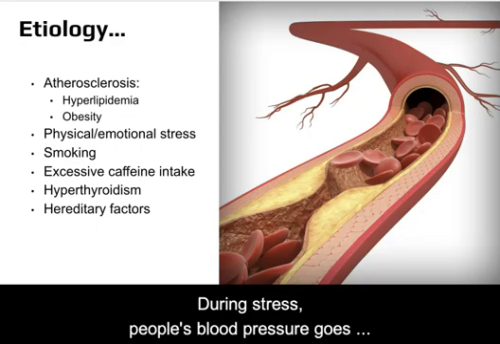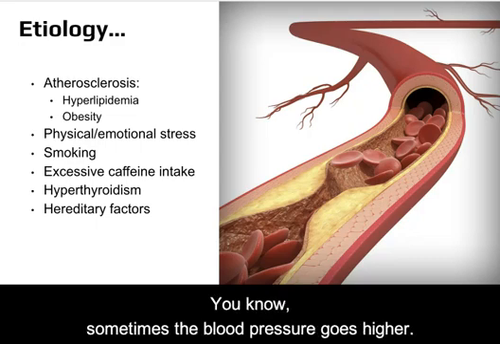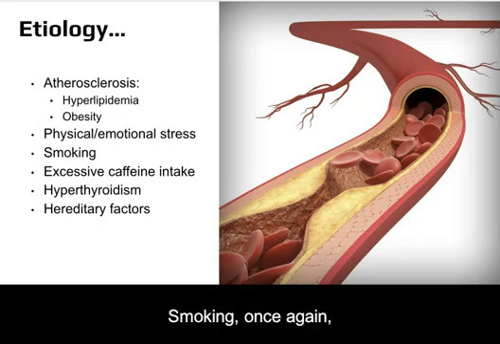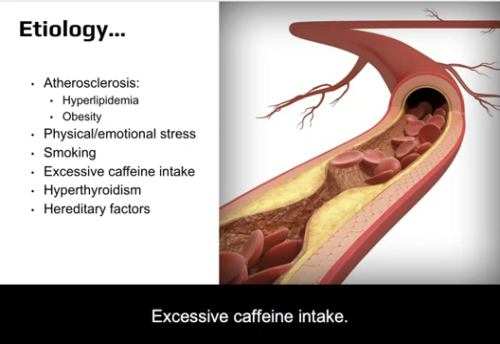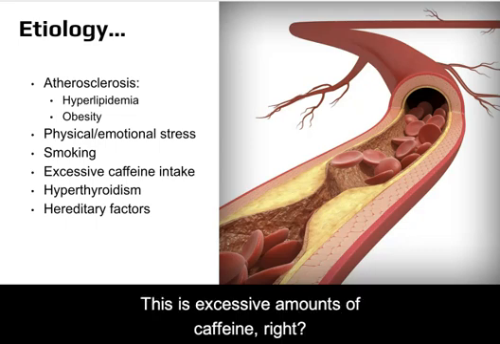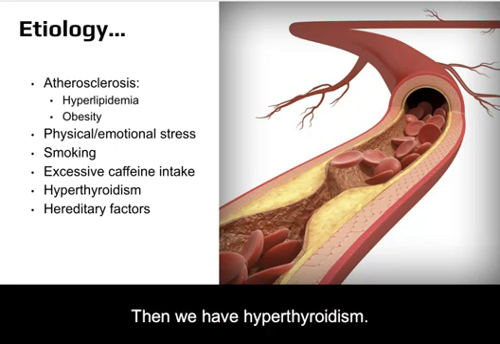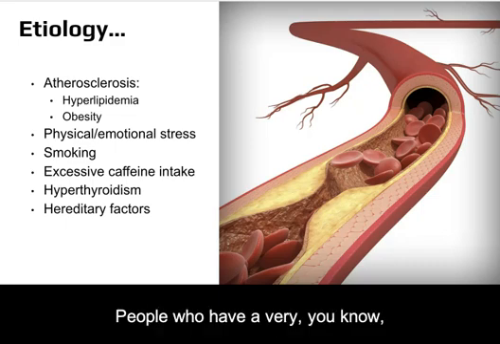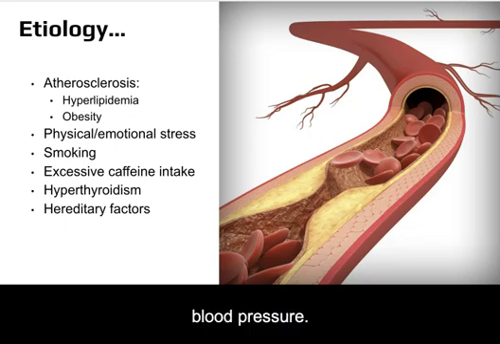During stress, people's blood pressure goes higher. Or physical stress, when they're sick, sometimes the blood pressure goes higher. Smoking, once again, we said, it constricts the vessels, and so it increases blood pressure. Excessive caffeine intake. This is excessive amounts of caffeine, right? Just one cup of coffee is not going to do that much damage. Then we have hyperthyroidism. People who have a hyperthyroid functioning can also develop high blood pressure.